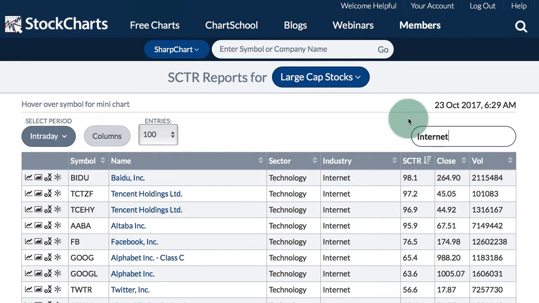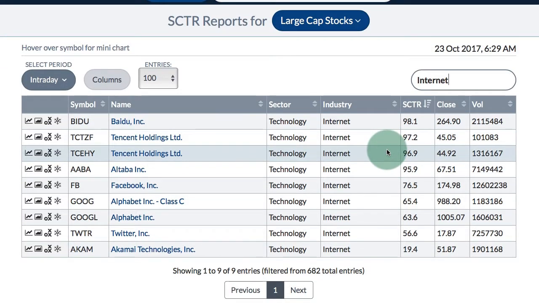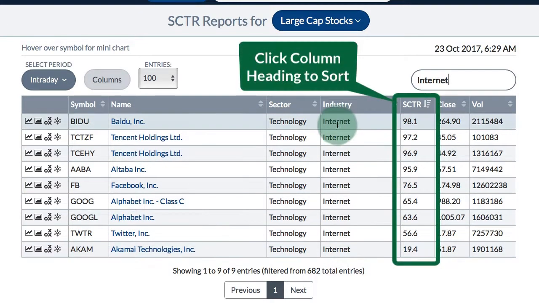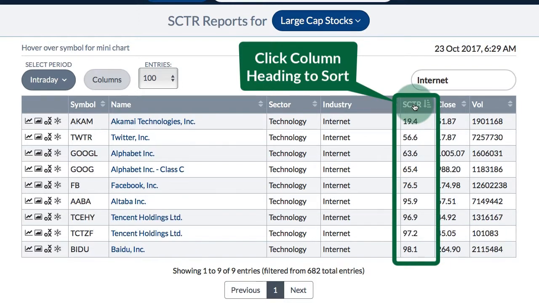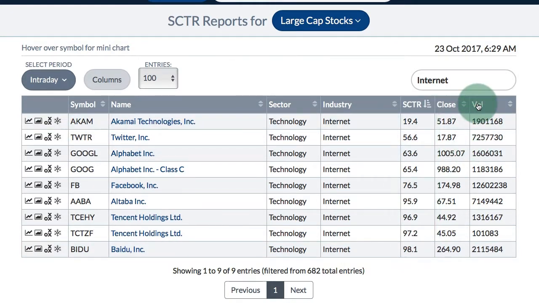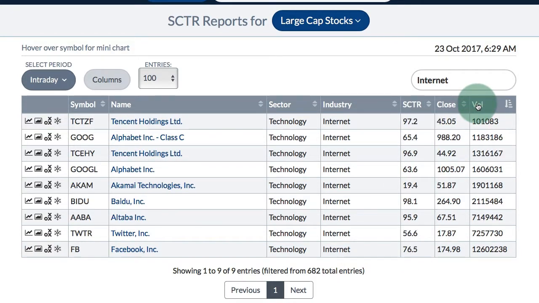You can see here that I've entered the term internet, so I'm pretty much looking at only stocks that have internet for the industry group. And if I want to sort these, I can sort with the strongest at the top, or I can click that again to get the weakest at the top and the strongest at the bottom. You can also sort by volume or any of these columns by simply clicking the column heading.